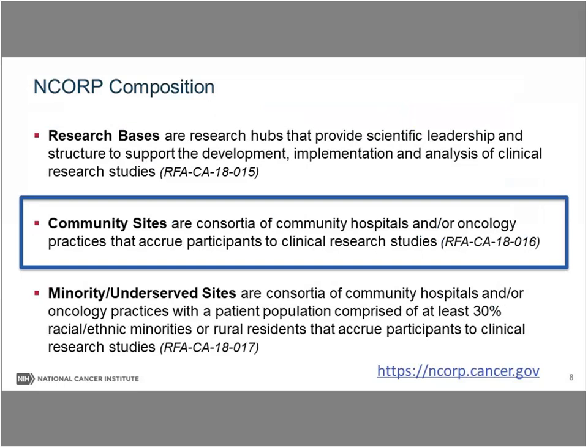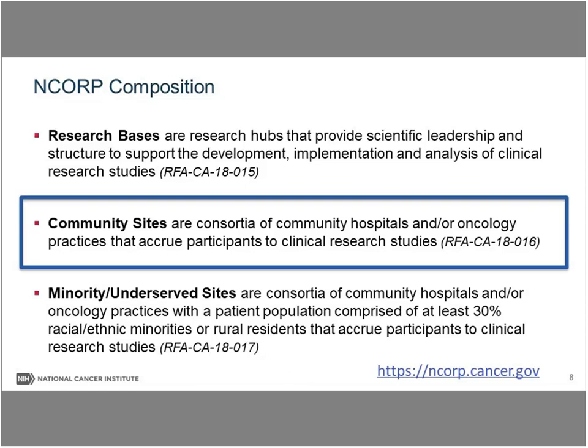This particular session is focused on the community sites. Community sites are a consortia of hospital practices and other oncology permutations that accrue patients to clinical research studies. This is RFA 18061. I hope you have dialed into that one.